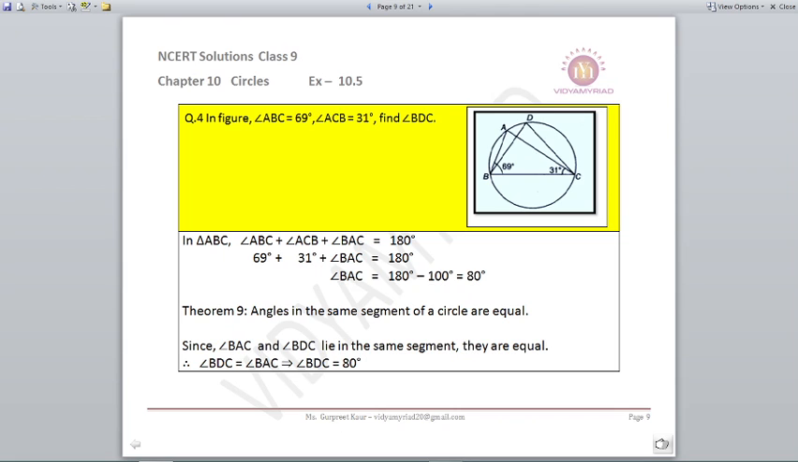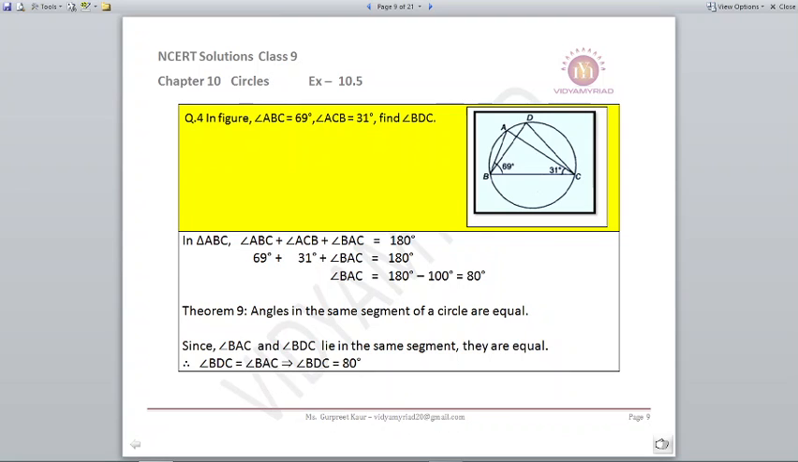Question number 4. In the figure, angle ABC is 69 degrees and angle ACB is 31 degrees. Find angle BDC. Now, if you look at the triangle ABC, two angles are already given to you, ABC and ACB. You can very well find BAC because of the angle sum property, that comes out to be 80 degrees.